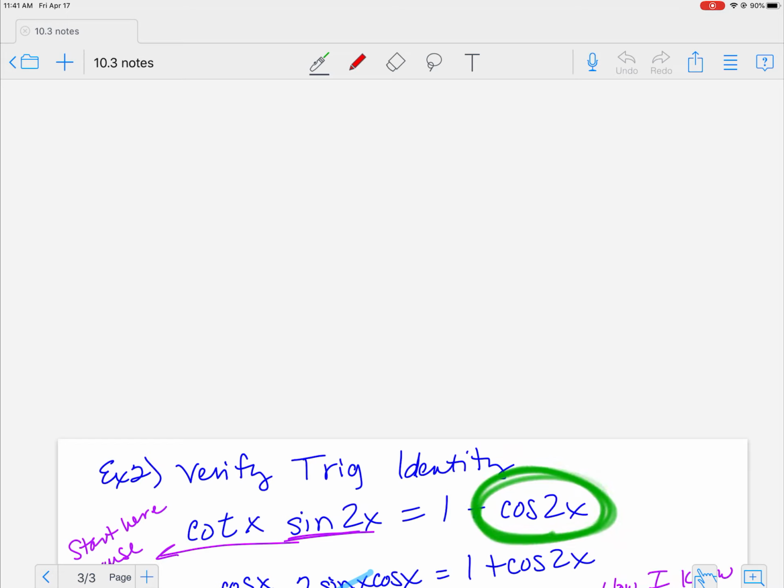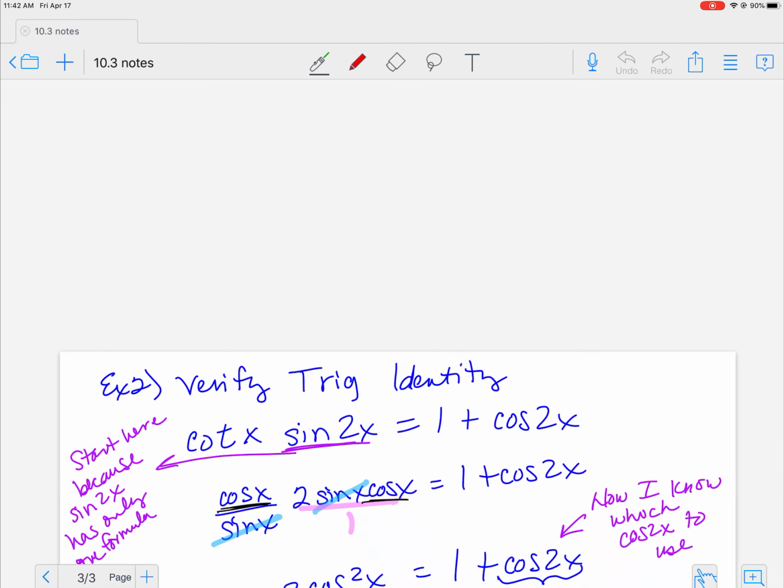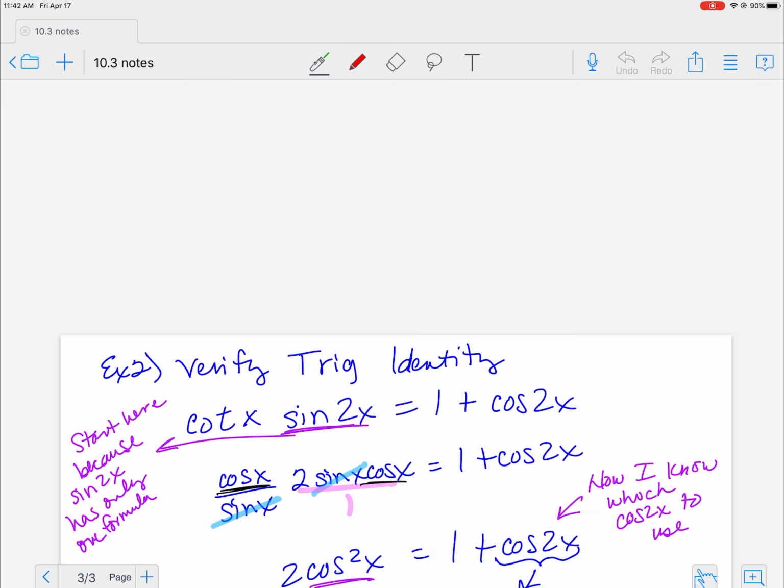As soon as I see this double angle cosine, I know I've got 3 choices. I don't know which choice I'm going to use yet, right? I have no idea. So because I don't know which choice I'm going to use, I'm going to start over here on this side because I only have one identity for sine 2x. Start here because sine 2x only has one formula. See, look at that. It's almost like I know what I'm talking about. So take this because I only have one formula and I don't know which one to use.